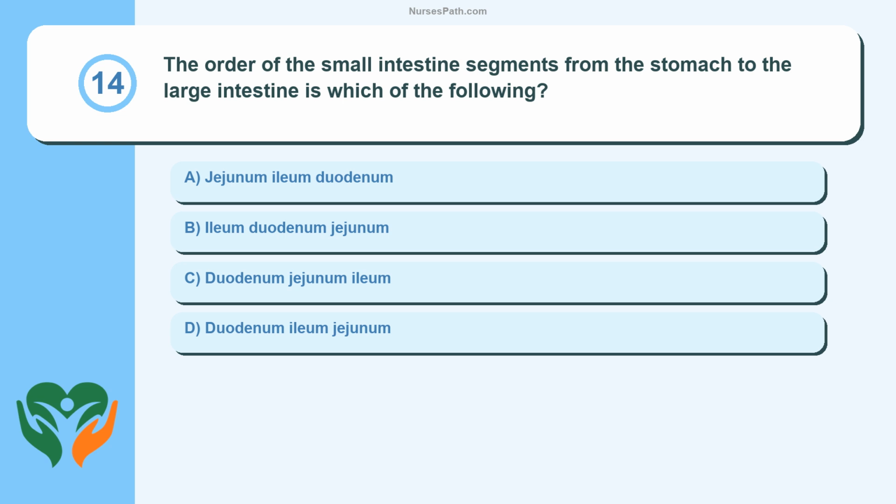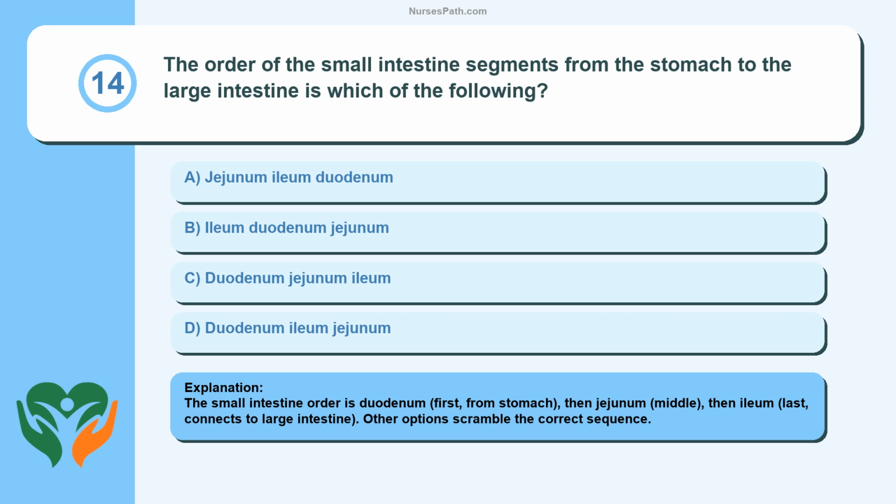Question 14. The order of the small intestine segments from the stomach to the large intestine is which of the following? Jejunum, ileum, duodenum. Ileum, duodenum, jejunum. Duodenum, jejunum, ileum. Duodenum, ileum, jejunum. The small intestine order is duodenum first, from the stomach, then jejunum in the middle, then ileum last, connecting to the large intestine. Other options scramble the correct sequence.